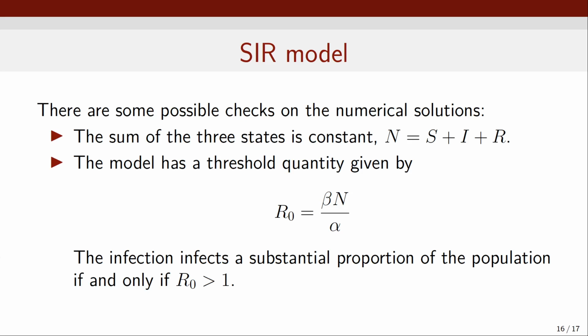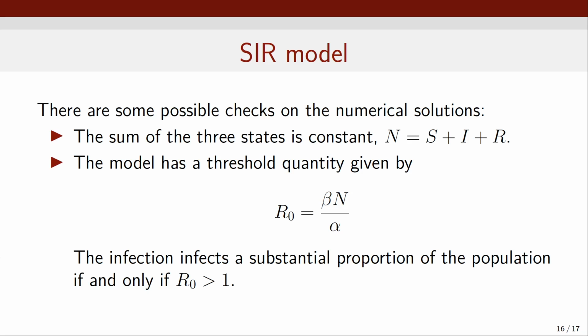Now, there are some possible checks that we can do on our numerical solutions to see if they are accurate and if they're valid. First of all, the sum of the three states, N equals S plus I plus R, should be constant. That's the total number of people, and because this model ignores births and deaths, the total number of people should remain constant. We can use that to check the accuracy of our code, or if it changes a lot, then there must be a bug in our code, for example.